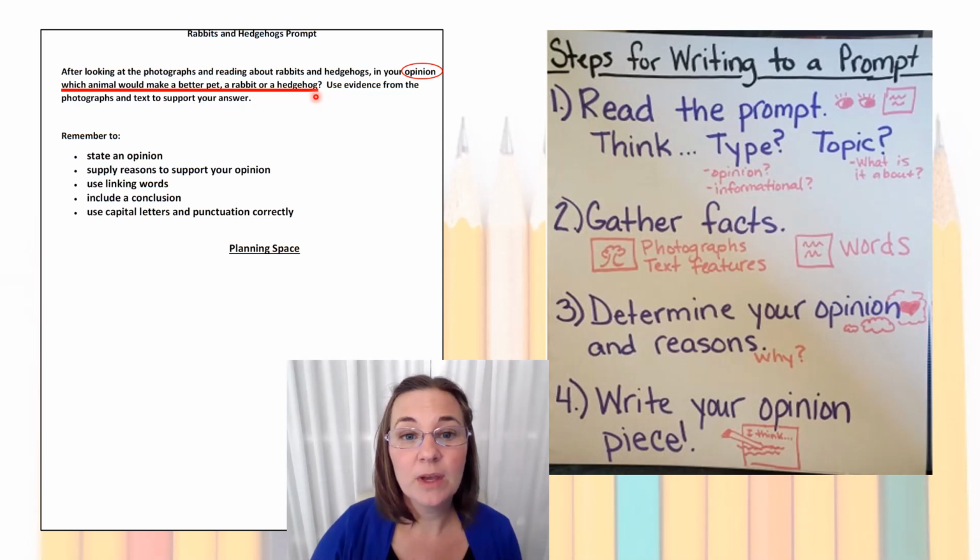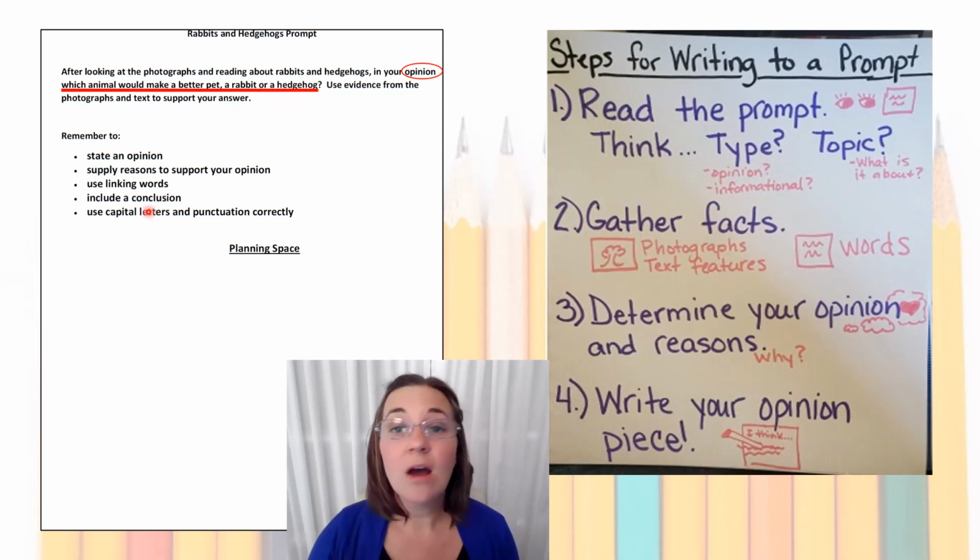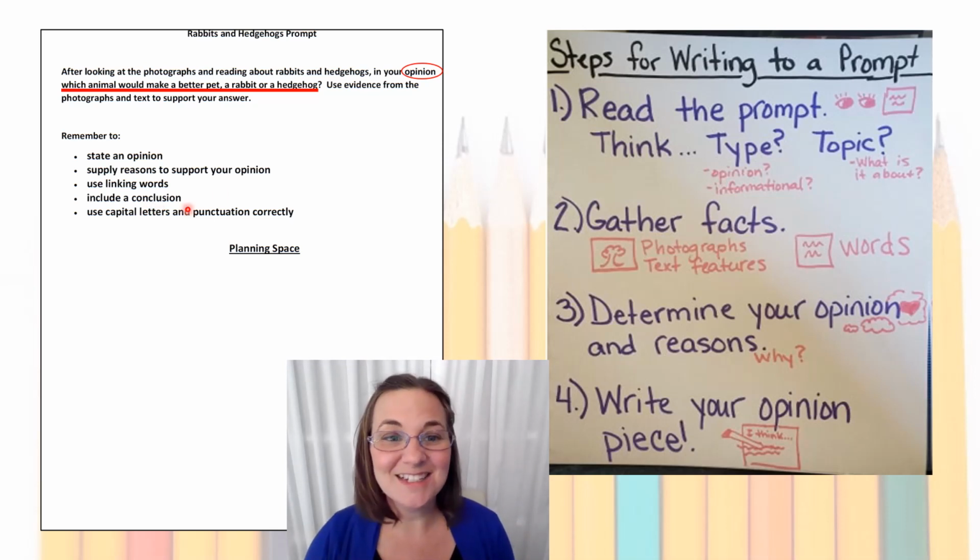Let's keep reading. Use evidence from the photographs and text to support your answer. Remember to state an opinion, supply reasons to support your opinion, use linking words, include a conclusion, and use capital letters and punctuation correctly. All of those are things that we've practiced doing all throughout Module C and D. So you're experts. You know how to do that.